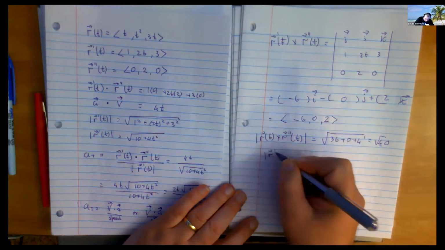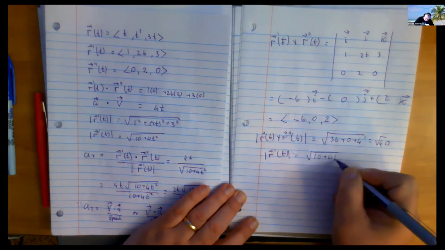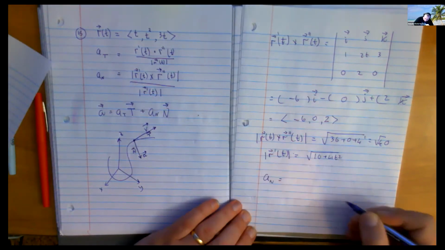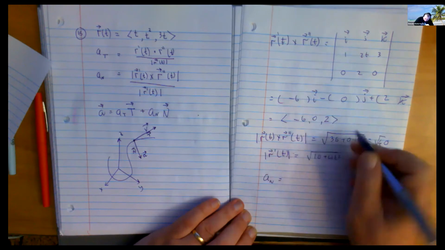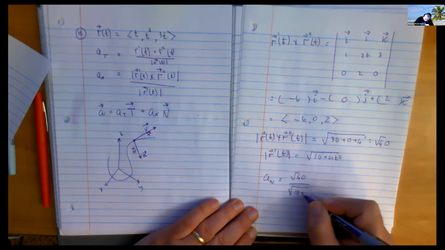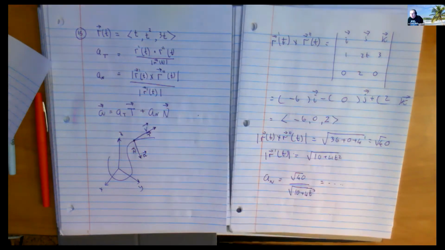We already know what this one is, I'm just writing it down again. So when we get the normal component, we're looking at the magnitude of this vector, square root of 40, all over the square root of 10 plus 4t squared. And you could do some tidying up on that if you felt you needed to for homework purposes. I think that matches really well with our conversation at the start. It's pretty obvious what you need to do, isn't it? Just the mechanics of being careful.